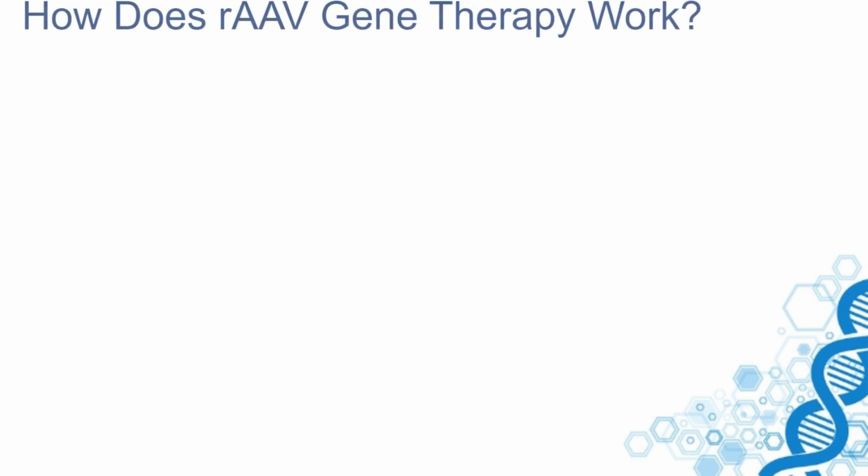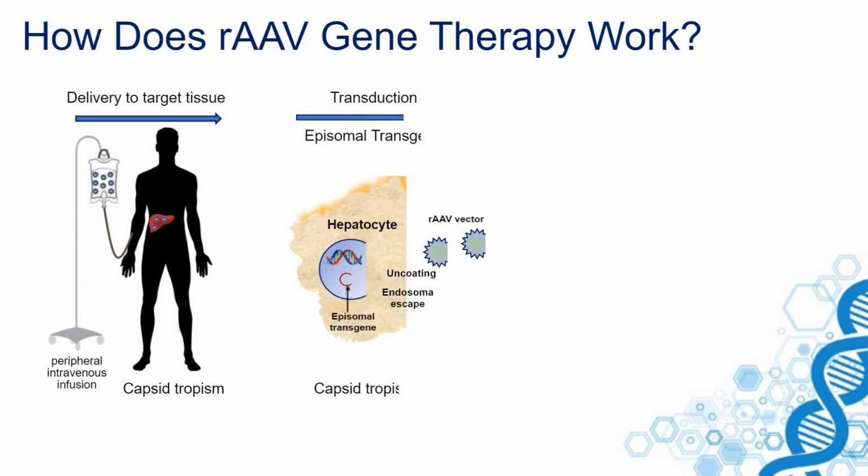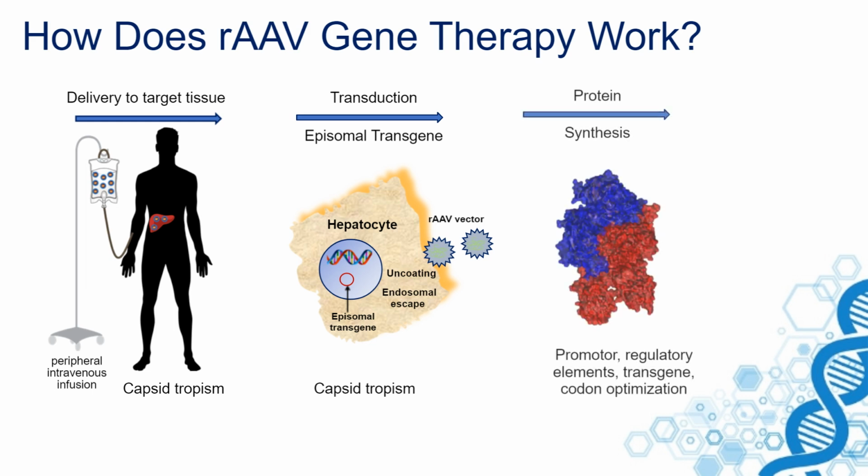So how does AAV gene therapy work? The vector is intravenously administered with the goal of targeting hepatocyte expression of either factor 8 or factor 9. The capsid tropism is largely responsible for the capacity to transduce hepatocytes. And again, the transgene, either factor 8 or factor 9, is maintained predominantly episomally. And then elements of this episomal transgene are what ultimately drive protein synthesis of either factor 8 or factor 9. The elements of the expression cassette, including the promoter, regulatory elements, and the transgene itself, are ultimately responsible for synthesis of the factor 8 or factor 9 protein.